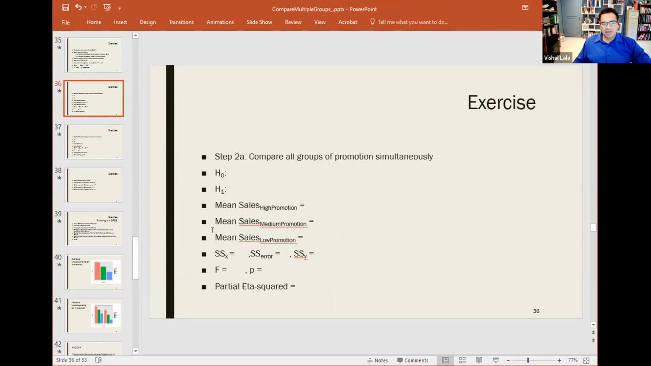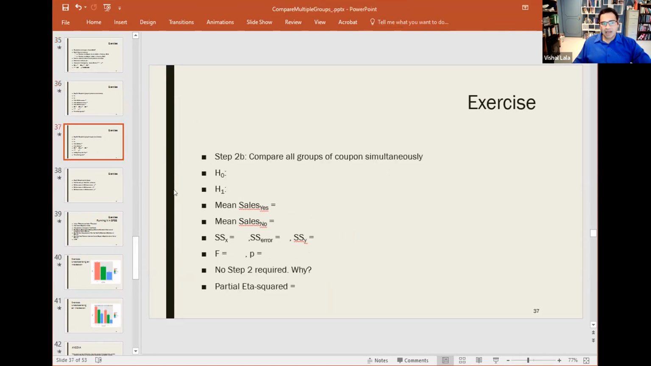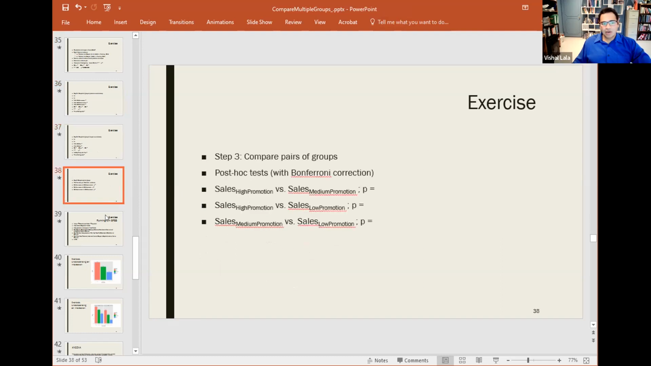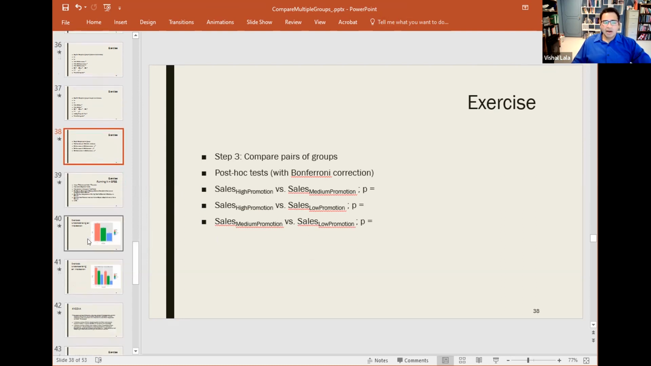We examined the main effects and arrived at the same conclusions as before. And lastly, we would then go on and look at the pairwise comparisons for only promotion, not for coupon, because again, coupon only has 2 levels. So this is then how you would conduct a 2-way ANOVA.